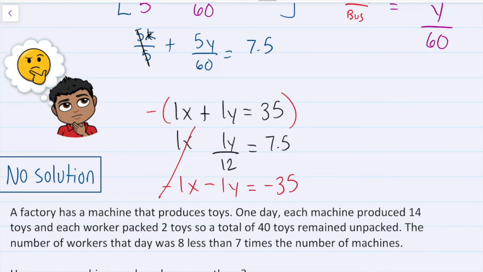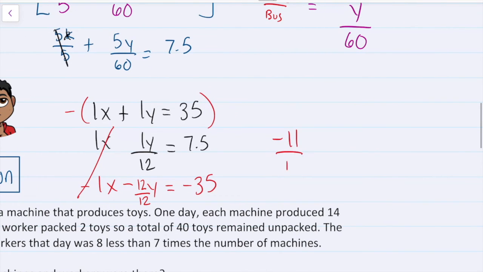So the x's cancel, guys. I cannot combine these two because remember this is over 1. But can I turn this 1 over 1 into 12 over 12? Isn't that the same thing? Look at that. Now we're talking. What's negative 12 plus 1? That will be negative 11 over 12 y equals, well, 7.5 minus 35. That's negative 27.5. It's getting a little crazy here, guys. I understand. But just give it a minute.